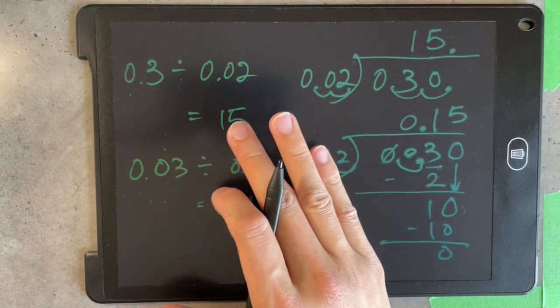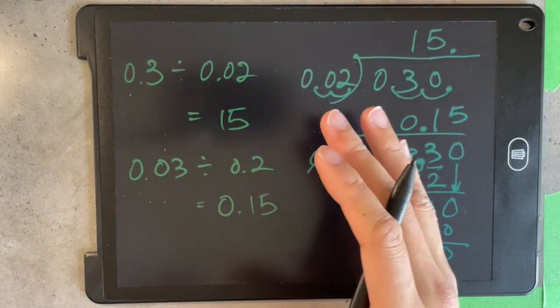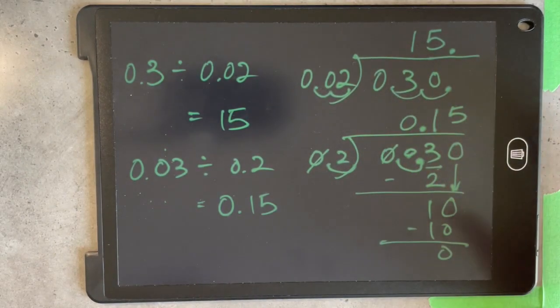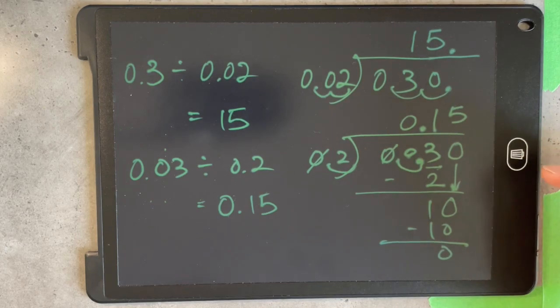So this covers basically all the scenarios of dividing decimals. Compared to multiplying decimals, dividing is a lot more complicated because you have many more situations.